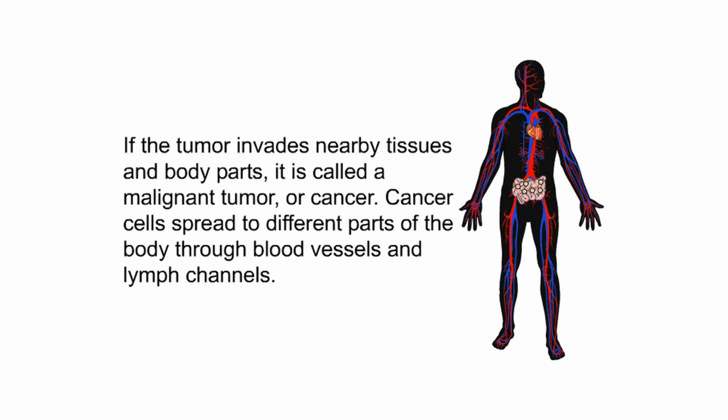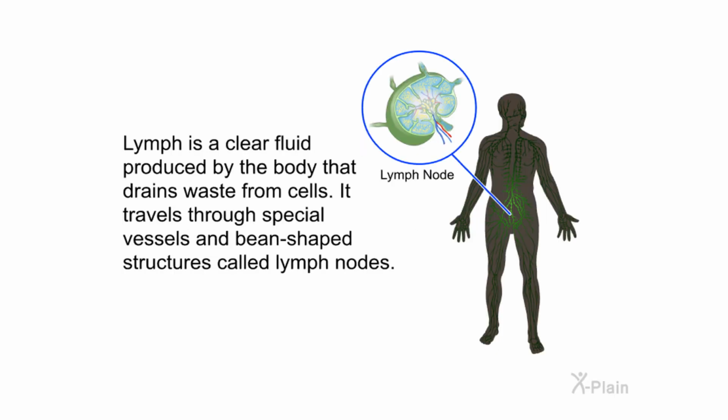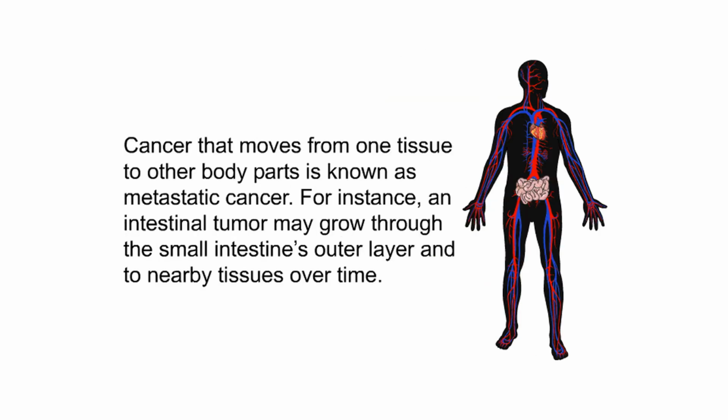If the tumor invades nearby tissues and body parts, it is called a malignant tumor or cancer. Cancer cells spread to different parts of the body through blood vessels and lymph channels. Lymph is a clear fluid produced by the body that drains waste from cells. It travels through special vessels and bean-shaped structures called lymph nodes. Cancer that moves from one tissue to other body parts is known as metastatic cancer. For instance, an intestinal tumor may grow through the small intestine's outer layer and to nearby tissues over time.